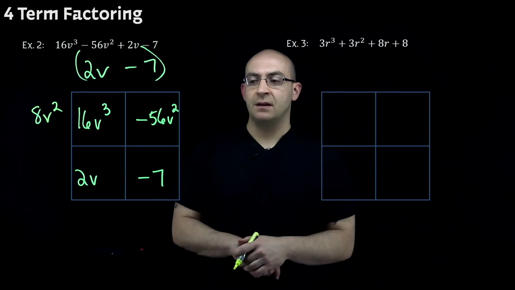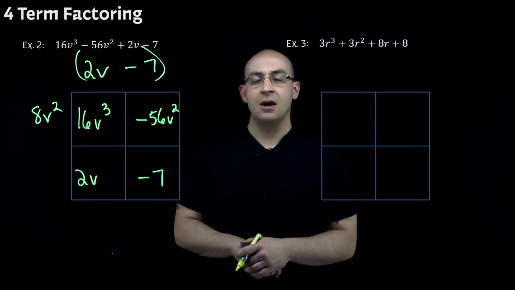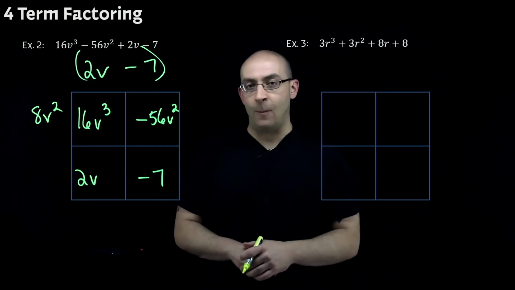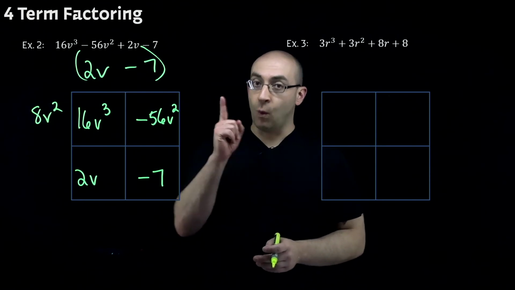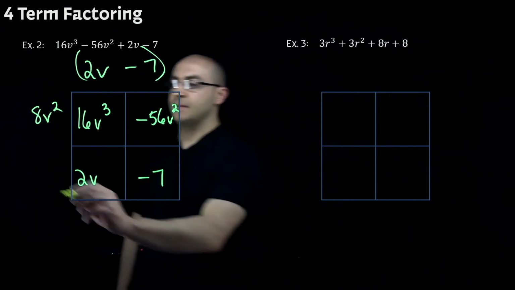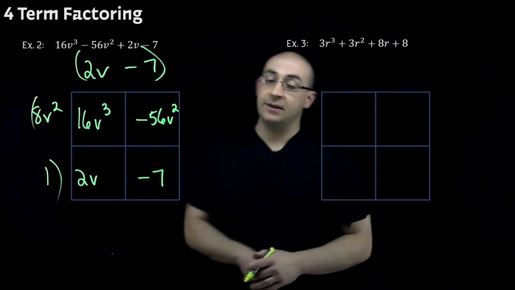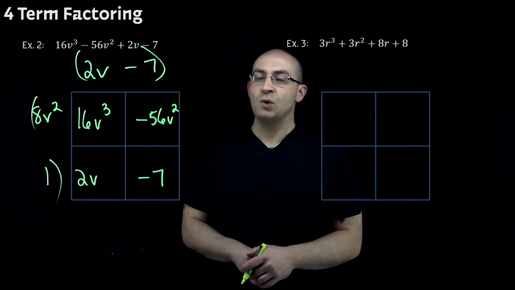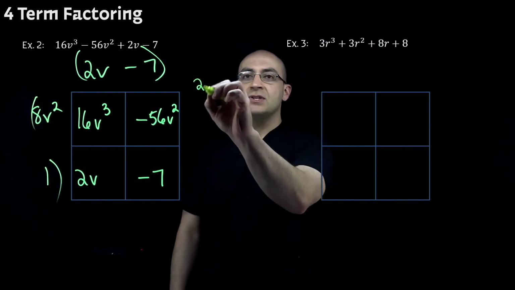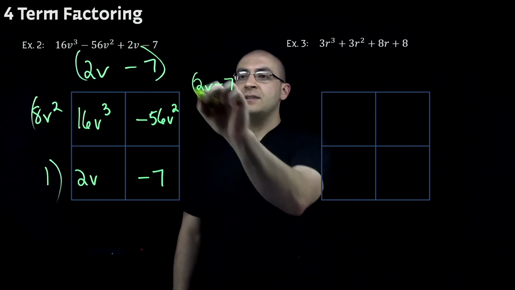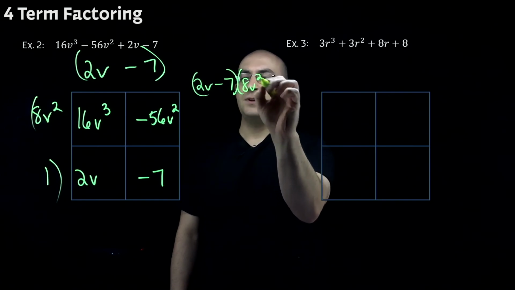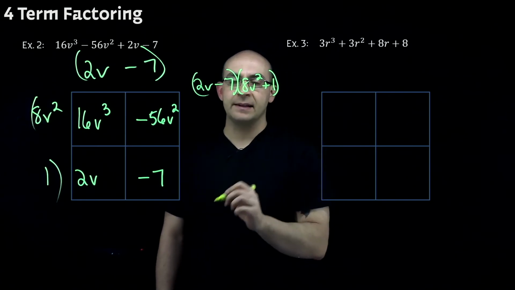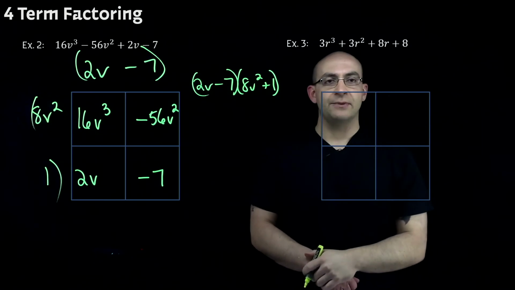That's interesting. There isn't anything I can take out that's even. But we have to take something out. Whenever this is the case, 1 is the number that's going to come out. And there's our answer. This was probably a little bit trickier than you had thought. You're welcome. Our answer is 2v minus 7 and 8v squared plus 1. Final answer. Let's try number 3 together.